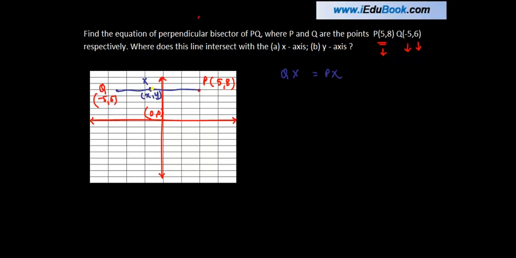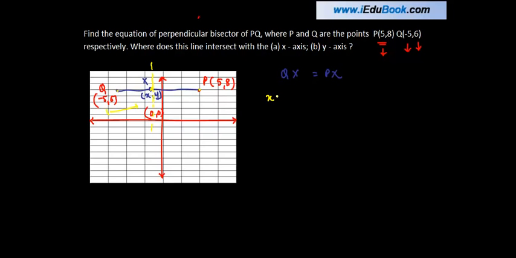Because if point X lies on the perpendicular bisector of these two points, then this point X has to be equidistant from Q and P, right? Or in other words, QX will be equal to PX. If we know the coordinates of these 3 points, can we form an equation? So what can QX be written as?